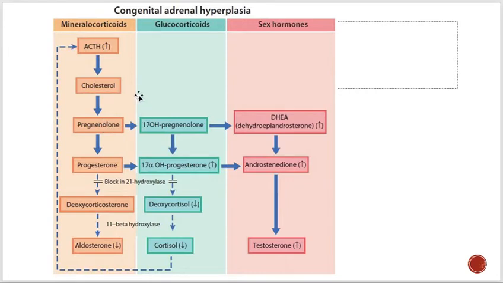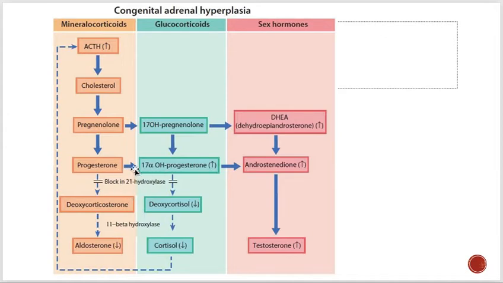So when we do the bloods of these patients, we will find increased ACTH, decreased aldosterone, decreased cortisol, but increased testosterone and increased DHEA. Now the presentation basically depends on which enzyme is deficient. For example, if this enzyme is deficient or this enzyme is deficient. As I told you, this is the simplified form. There could be other enzymes which can be deficient, but the most common is 21 hydroxylase. So I'm going to talk about that.